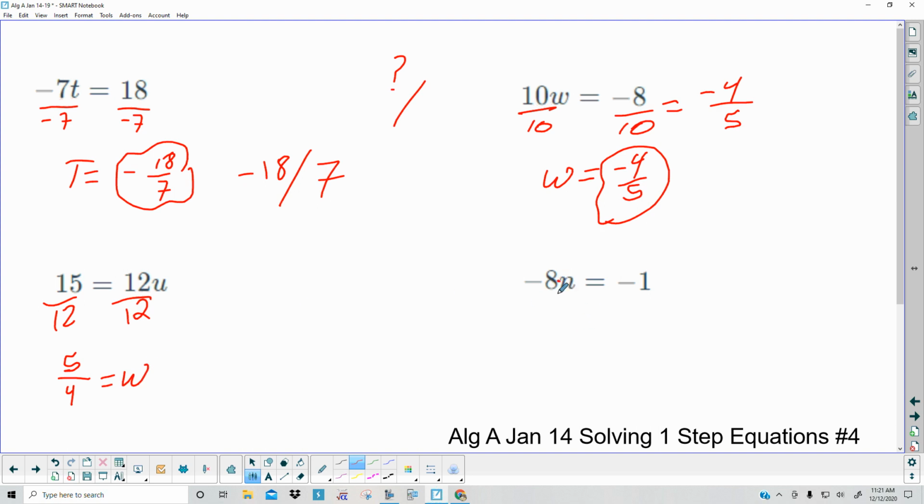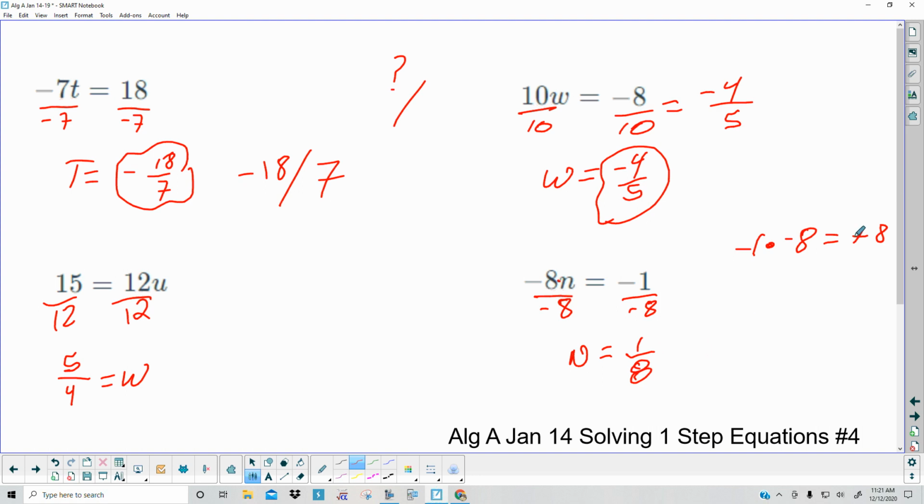The negative 8 is what's with the variable, so I need to divide out the negative 8. So n is equal to 2 negatives make a positive. Just like when you're multiplying, negative 1 times negative 8 is positive 8. Negative 1 divided by negative 8 is positive 1/8.